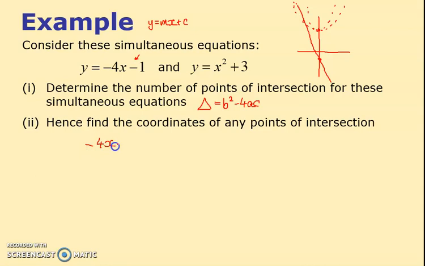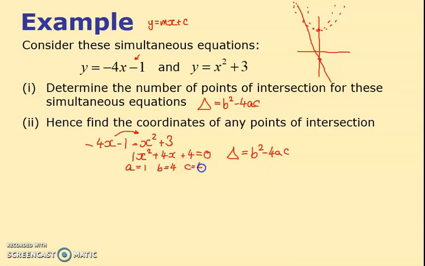Minus 4x minus 1 is equal to x squared plus 3. And the same thing applies: you move everything onto one side, so put them all over there. x squared, minus 4x becomes plus 4x, minus 1 becomes plus 1, plus that 3 is plus 4, and that's equal to 0. Now I'll find the discriminant, b squared minus 4ac. Let's see what a is. a equals 1, you see, for the x squared. b equals 4. c equals 4.